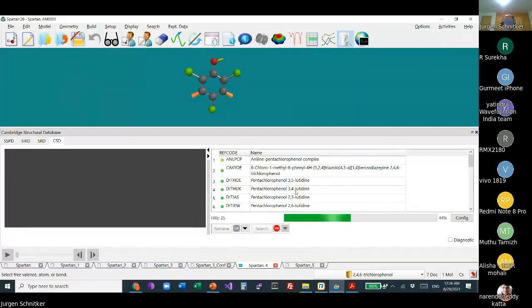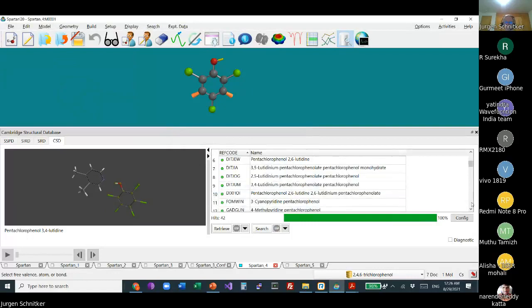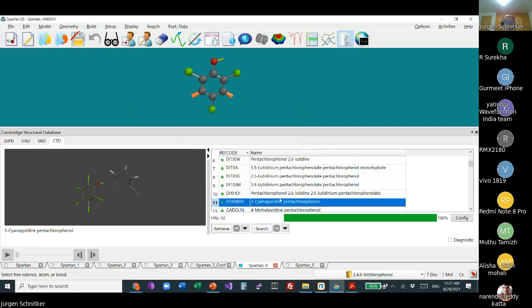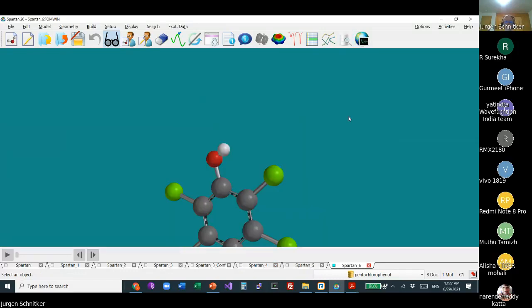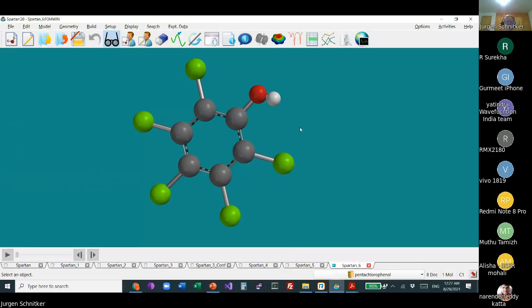And so here it found 25 hits. What crystallizes typically are adducts of multiple things. So if I do retrieve now, I can get rid of the other stuff, extraneous fragments. I will retrieve what's in the CSD, but delete extraneous fragments, repair bonds, grow hydrogens, because data both in PDB as well as the Cambridge database are typically quite dirty. So I do an OK and do a retrieve. And here's now my cleaned up structure as it came from the Cambridge crystallographic database, a very valuable source because you have over 1 million structures of low energy conformers of organic and organometallic molecules.